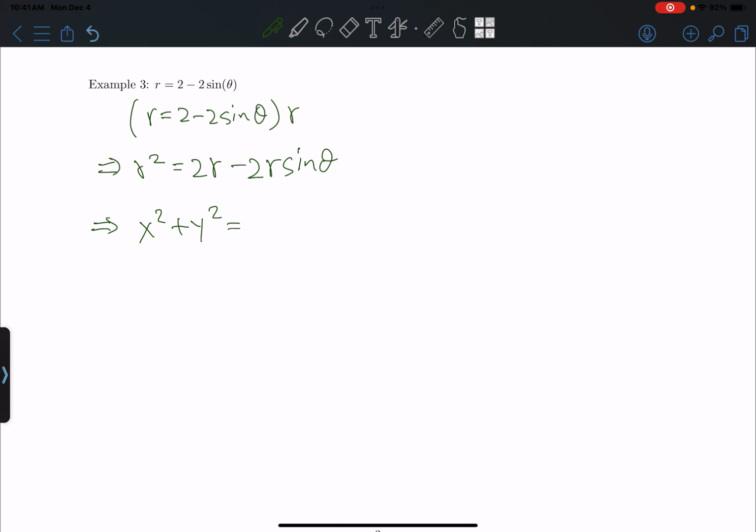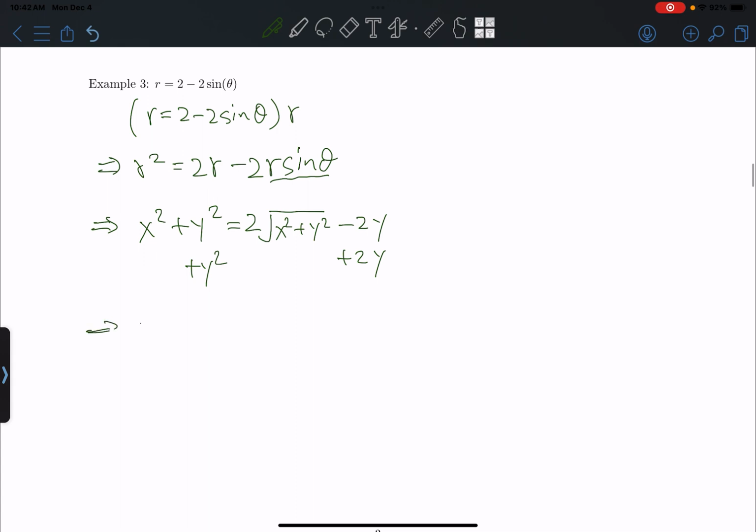The 2r, there's not much you can do about that other than just leave it as 2 radical x squared plus y squared. Again, there's not much you can do about this one. Here, r sine theta equals y, so this is minus 2y here. Now, I do want to get rid of that radical, so I need to somehow square both sides, but I cannot square both sides just like this because this subtraction here is going to get in the way of canceling the radical. So what I want to do here is to add the 2y to both sides.